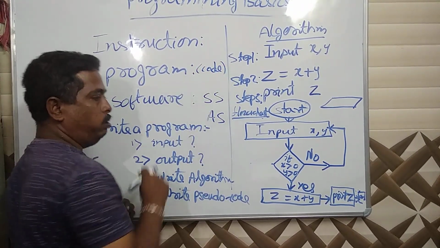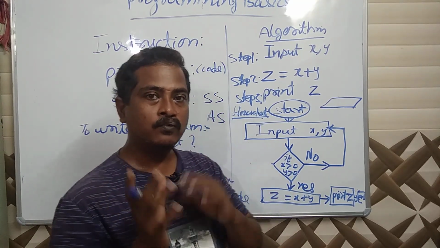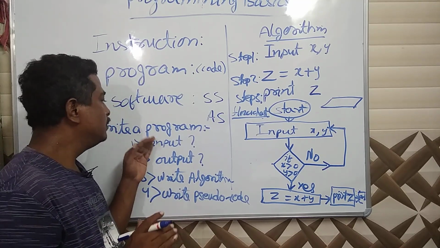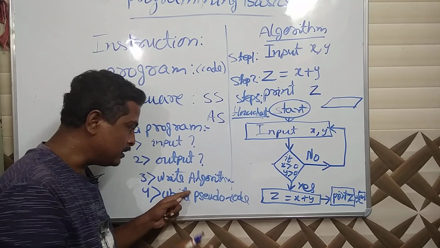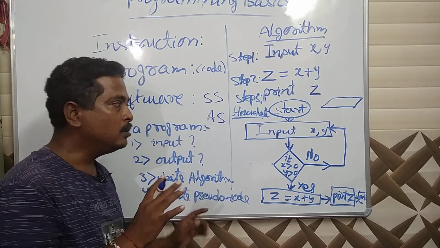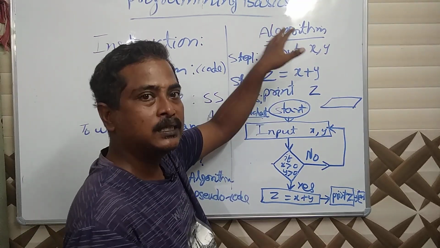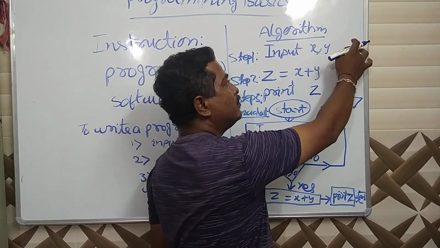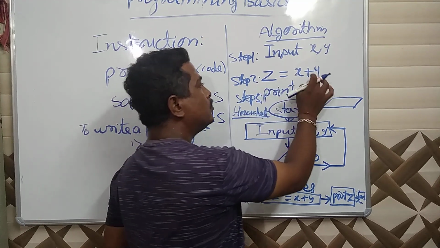So before writing a program, first you read the question, understand the input and output, then write the algorithm. After writing the algorithm, write the pseudocode. Pseudocode, I will take an example, it is just a reform of the algorithm. Here you have written input x y, in pseudocode you will write read x y. That's it. Here you have written z equal to x plus y.